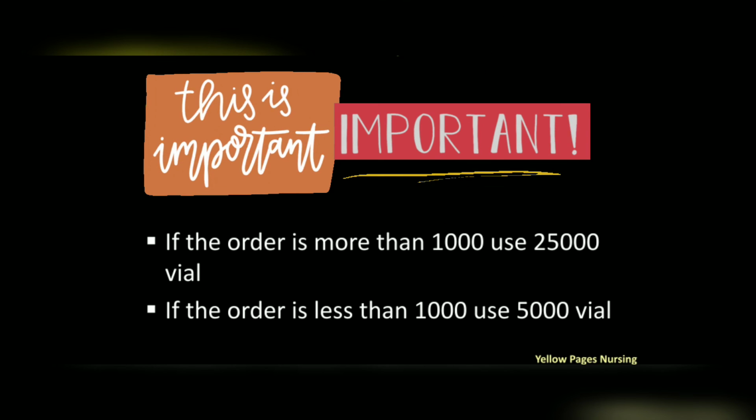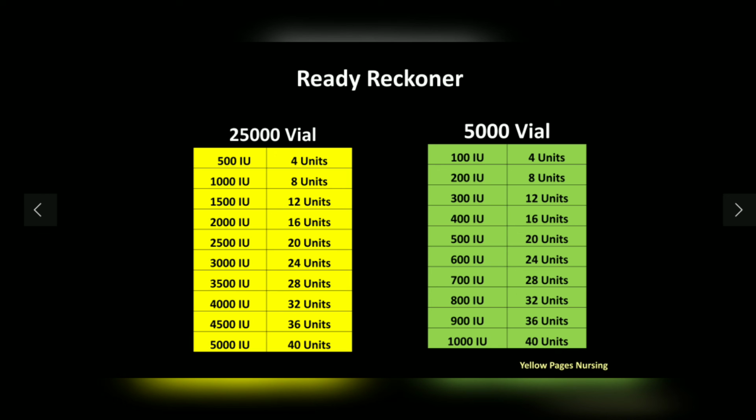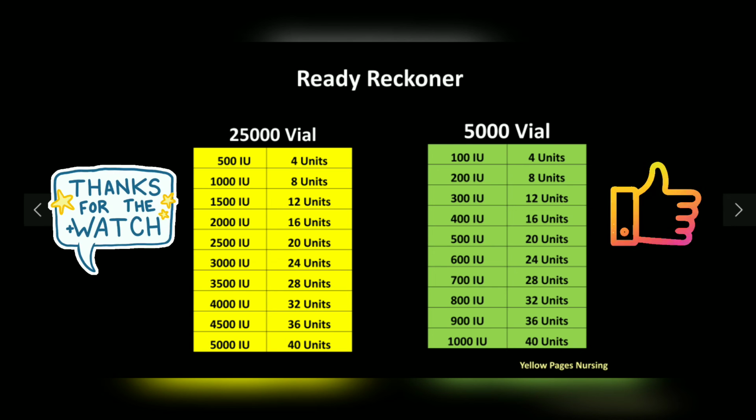So this is the simple drug calculation of administering injection heparin through subcutaneous route. The very first thing to keep in mind is, if the prescription is more than 1000 international units, then select the 25,000 international units vial, and if it is less than 1000 units, then select the 5,000 international units vial. At the end of the slide, we have added a very instant pocket calculation of both the 25,000 vial and the 5,000 units vial.